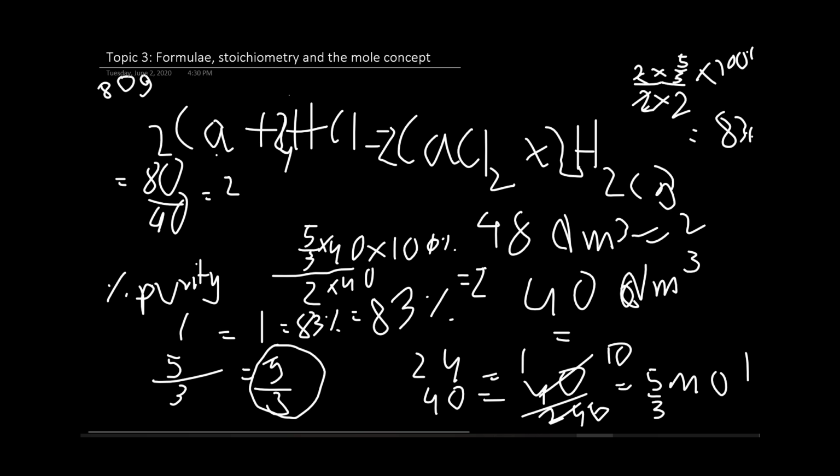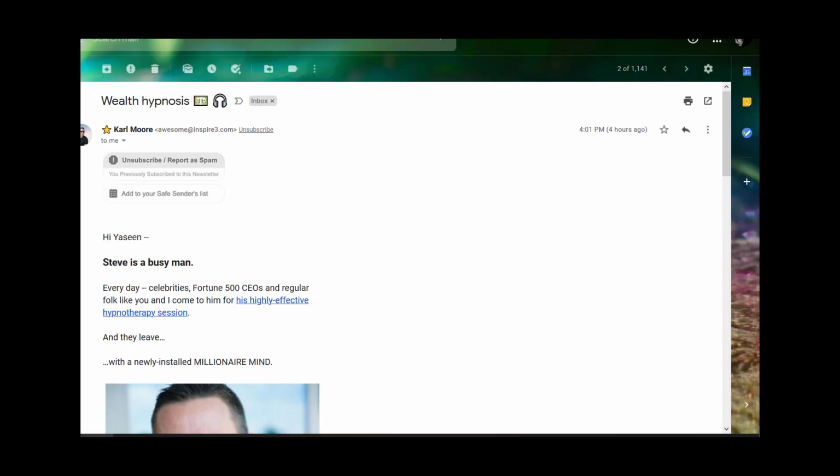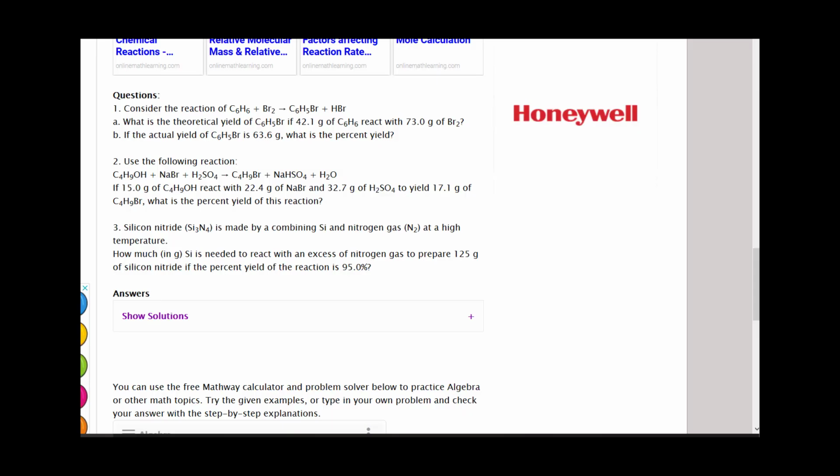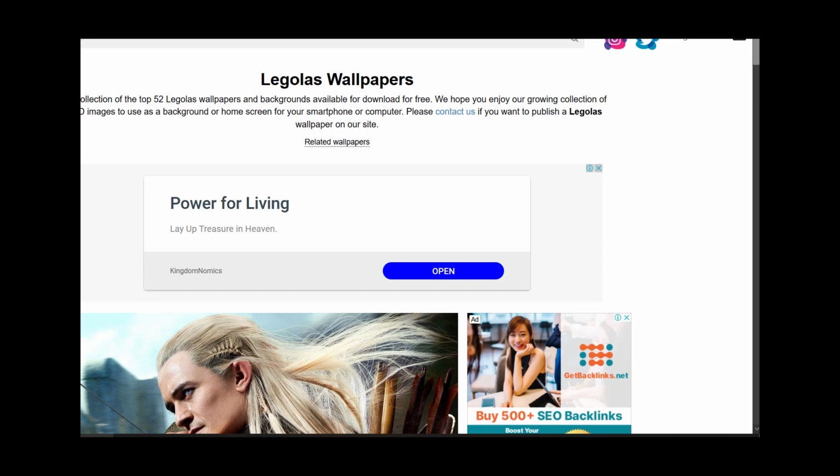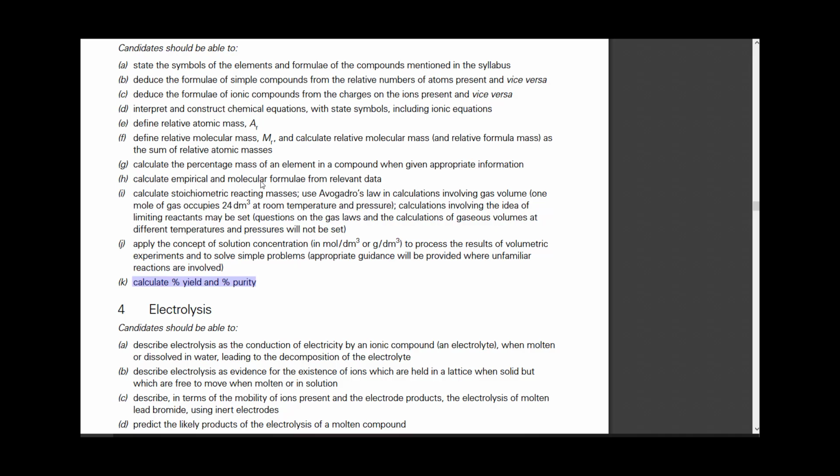So I hope that's clear. And so basically this marks the end of our chapter, percentage yield and percentage purity. We're done with our percentage yield and purity, so our chapter is now over.